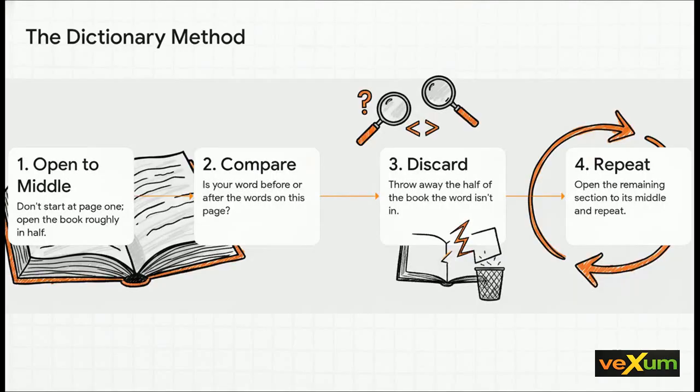You just instinctively crack it open somewhere in the middle. You glance at the page, see you're in the M's, and realize your S word has to be in the second half. And just like that, poof, you've just thrown away half the dictionary. You just do that again, you take the remaining half, split it in the middle, and keep doing that until you land right on the word.